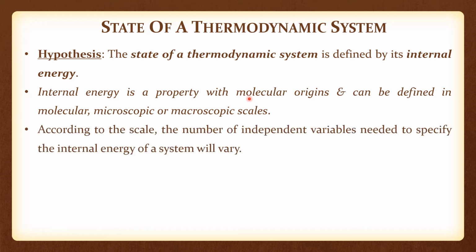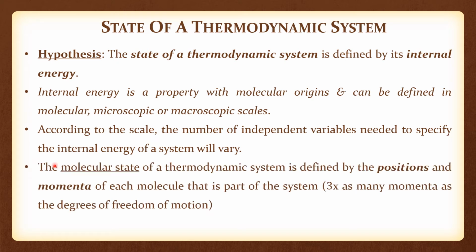So according to the scale, whether it is molecular scale, microscopic scale, or macroscopic scale, the number of independent variables needed to specify or define the internal energy of the system will vary. We saw just now that if we were to define the internal energy of a system from a molecular perspective and you had a macroscopic amount of the substance, then the number of independent variables needed would be enormous. Some 10 to the power 24 molecules. For each of these, you need positions, you need momenta and whatnot. So there are a lot of variables needed. But depending on the other scale, the macroscopic scale, the number of independent variables needed to specify the internal energy of the system will be far less. It has to be far less. What that will be, we will see in a moment.